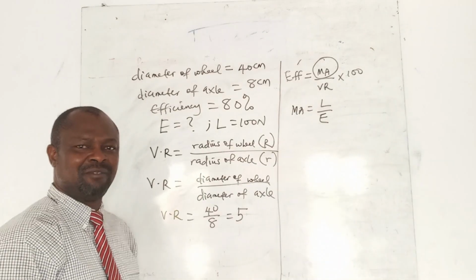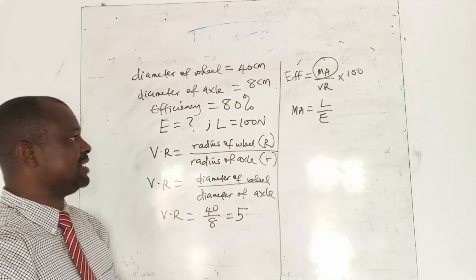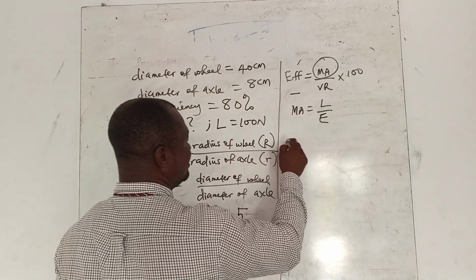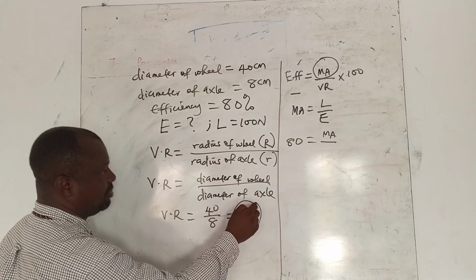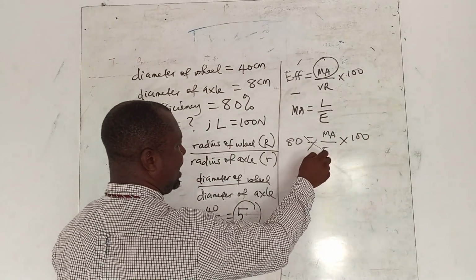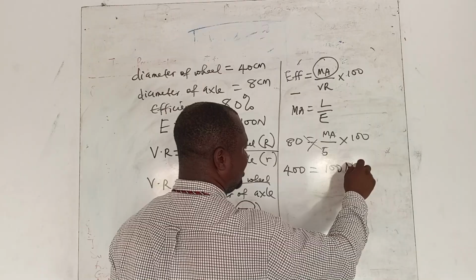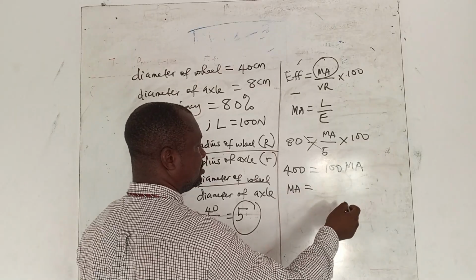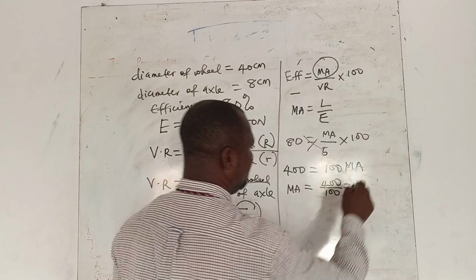Check. Do we have load or do we have effort there? We want to calculate the effort, but we have the load. So we are on the right track. Let's just do some substitutions for this formula here. Efficiency, 80, is equal to MA divided by VR, which we got to be 5, times 100. If we cross multiply, we have 80 times 5, which is 400, is equal to 100 times MA. It means mechanical advantage is equal to 400 over 100, which is 4.